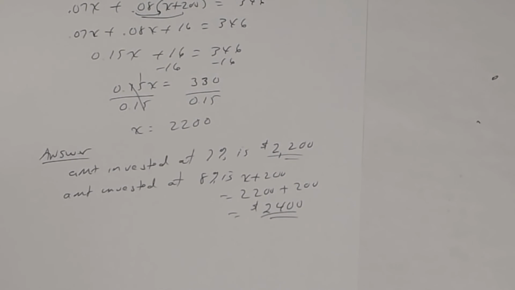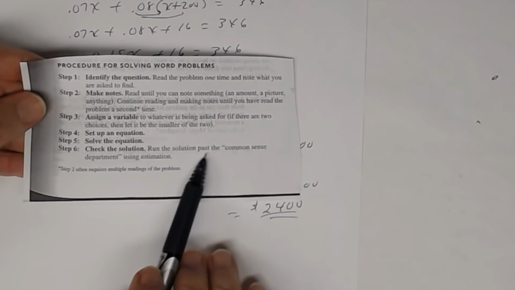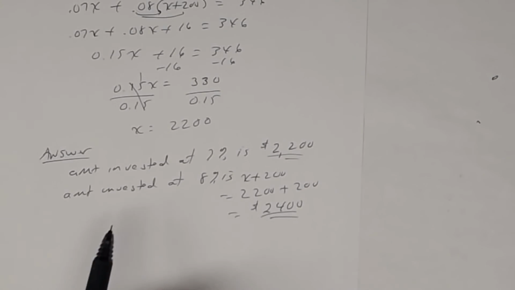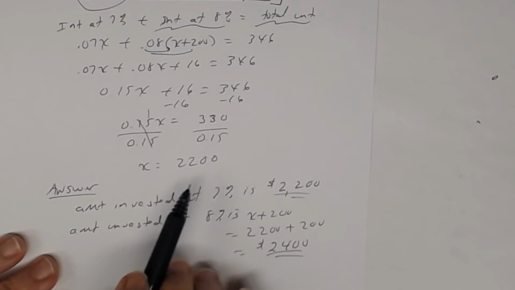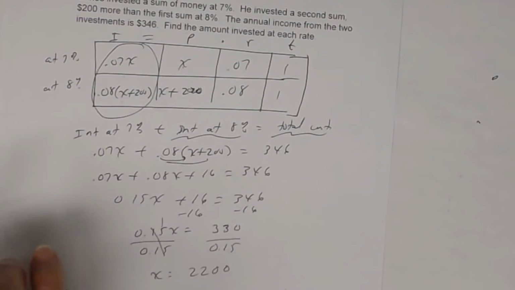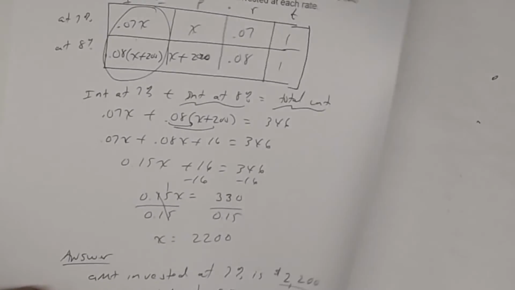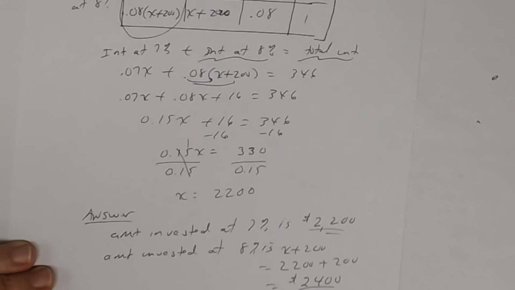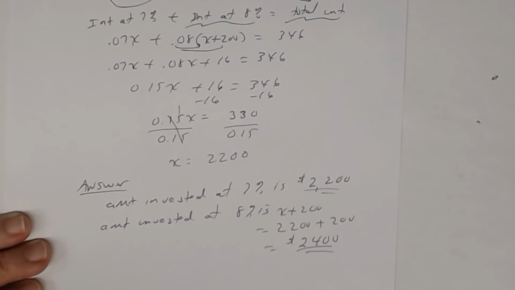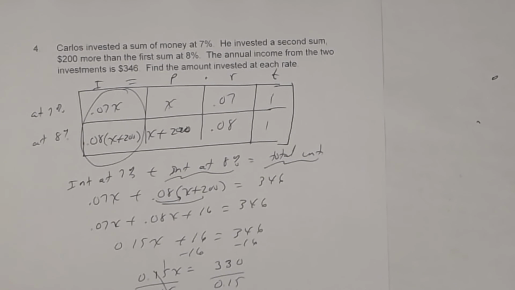And in terms of step six, that's difficult here. But in terms of common sense, you could ask yourself something like, well, this amount here better be smaller than this amount, but not by much, right? 7%, 8% in terms of the interest. But that's about all you could do there in terms of checking. That's number four.